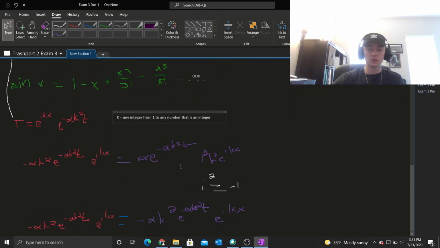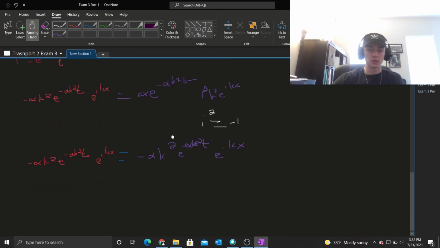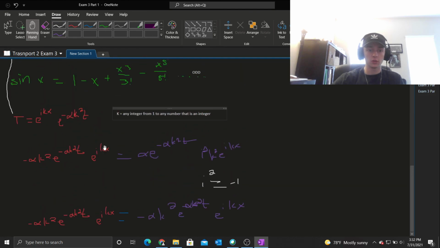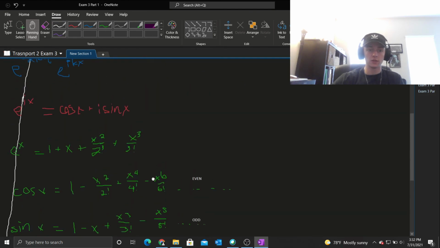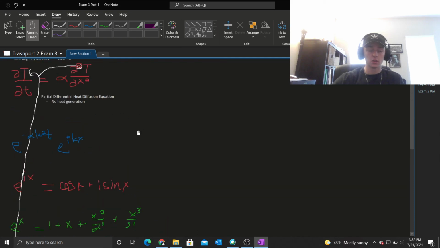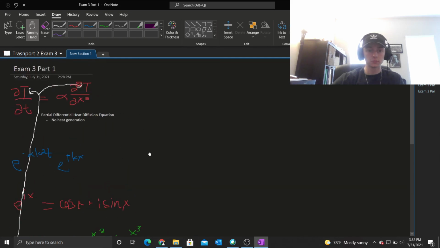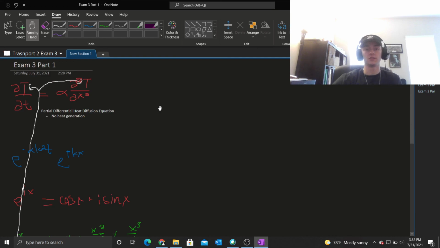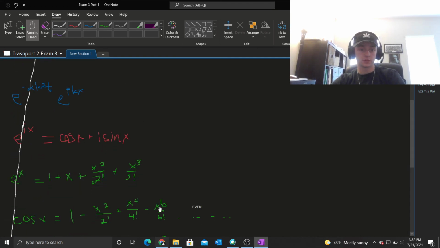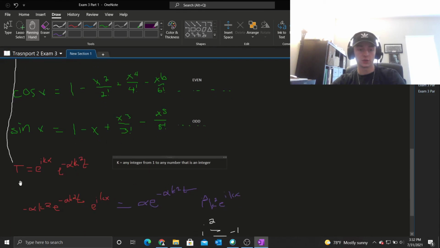And since both sides of the equation are equal, this expression is a solution to the partial differential heat diffusion equation for T, meaning we can use it as the solution for T in the equation.